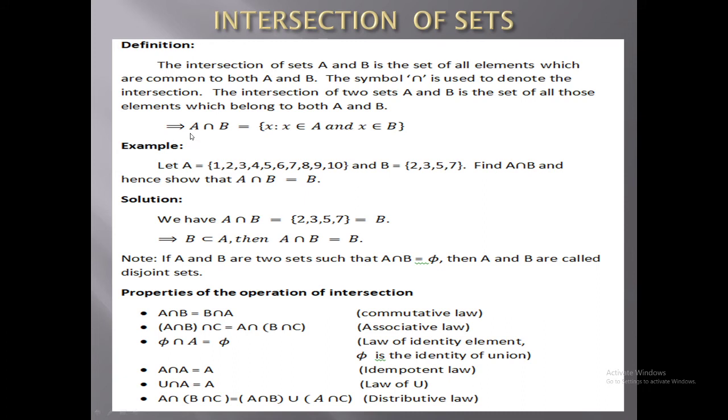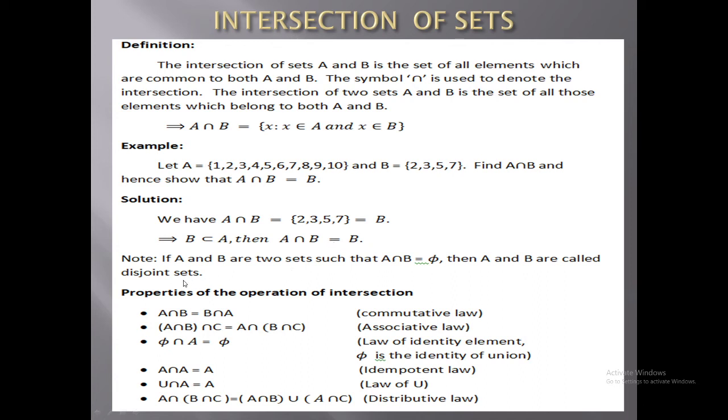So A ∩ B is the set of all x such that x belongs to A and x belongs to B. If we take an example, A = {1, 2, 3, 4, 5, 6, 7, 8, 9, 10} and B = {2, 3, 5, 7}, then A ∩ B = {2, 3, 5, 7}, because 2 belongs to B and also A, 3 belongs to B and also A. So we are getting {2, 3, 5, 7}, which is equal to B. So from this we can understand, if B is a subset of A, then A ∩ B = B.